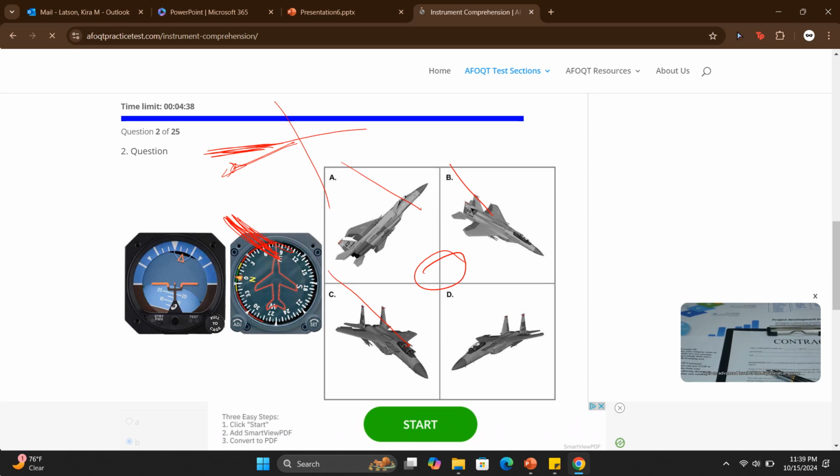Let me erase this real quick. We'll try the pointer this time. Okay, so it's heading in a northeast direction. There are only two planes that even head in that direction, so I'm going to cross out C and D, which leaves us with A and B. This one is heading way up. The only plane that has its nose that much in the sky is A.